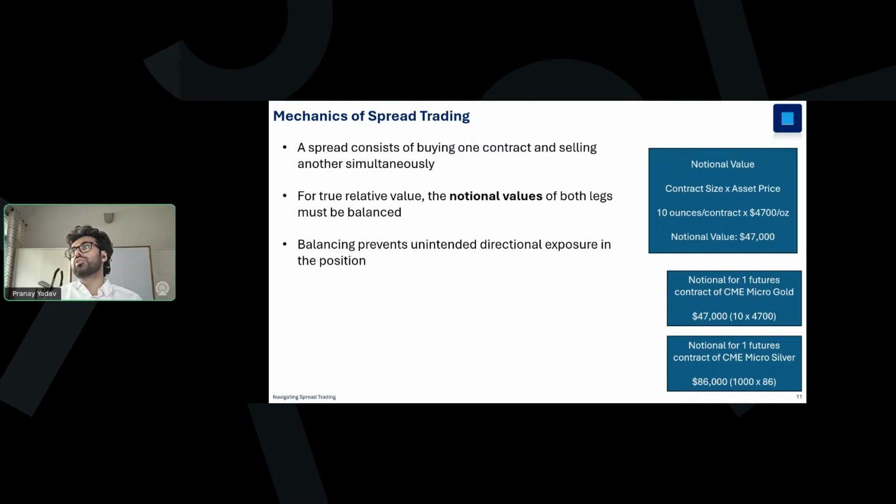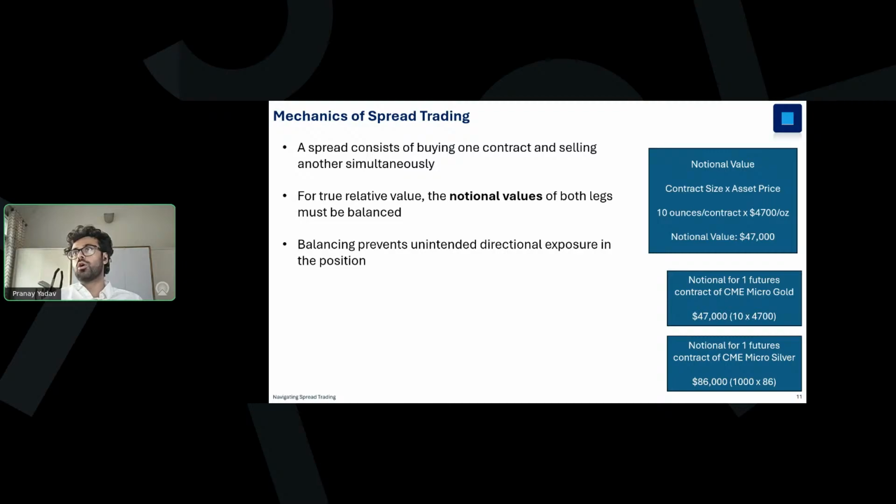Now, the notional for one contract of CME micro silver actually consists of a different quantity altogether. CME micro silver offers exposure to 1,000 ounces of silver, with silver trading at $86 as of today. That gives you exposure to $86,000. Now, what's crucial here is that the two values actually differ. Long CME micro gold futures is providing you exposure to $47,000 worth of gold, whereas a short CME micro silver position is actually providing you exposure to $86,000 of silver. Since those are different, what you need to ensure is that both of those are balanced.